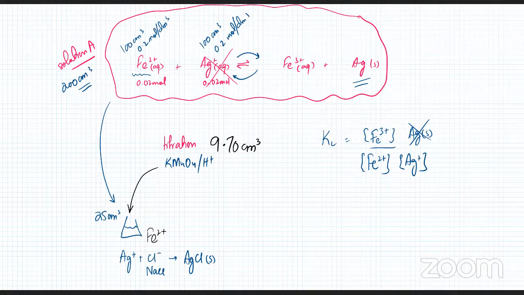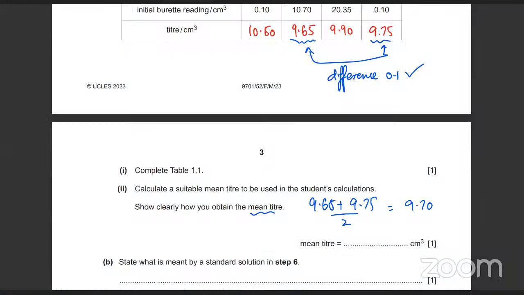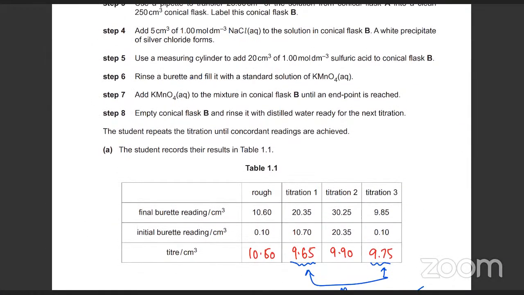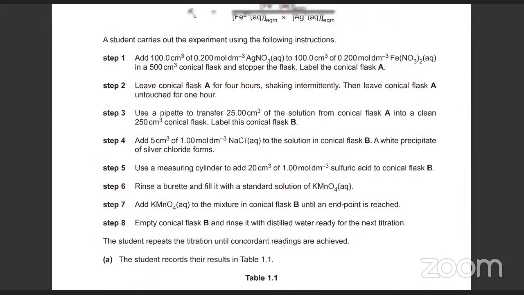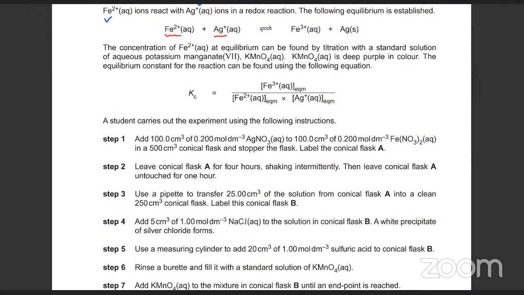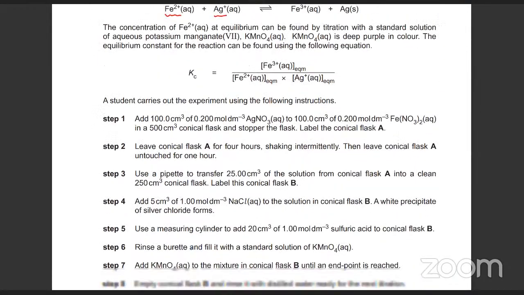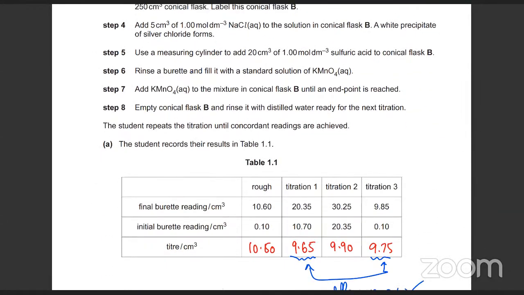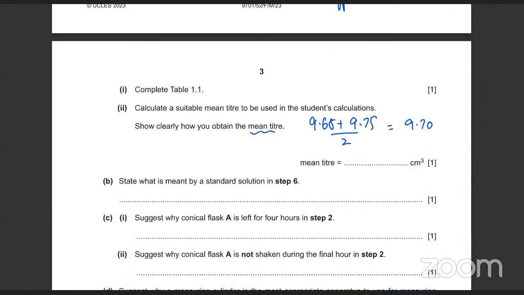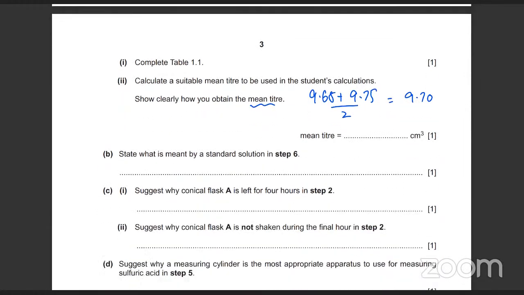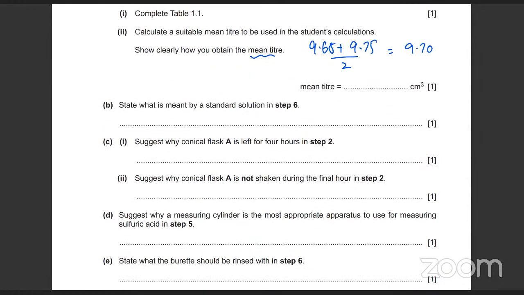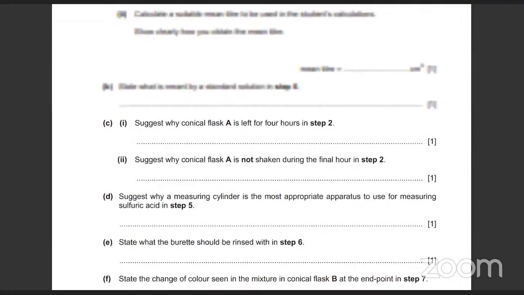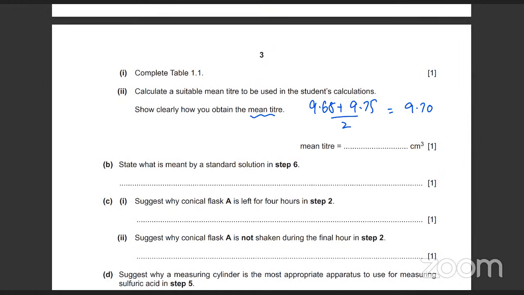And he also gave us the concentration of KMnO4 somewhere. Like what was the concentration of KMnO4? It's not mentioned anywhere. They haven't really mentioned the KMnO4 concentration anyway.